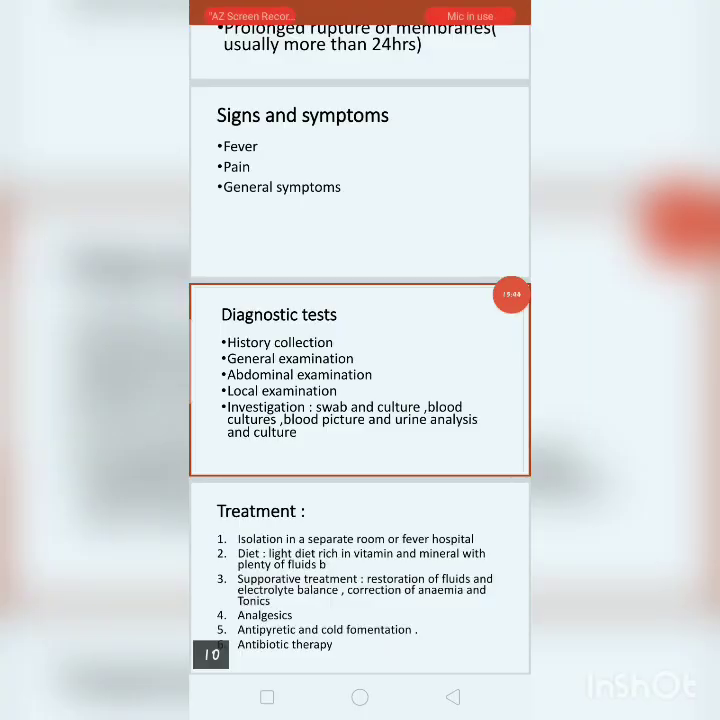Next we will see the treatment of this postpartum or puerperal infection. First is isolation in a separate room or the fever hospital. Diet means a light diet rich in vitamins and minerals, and supportive treatment like restoration of fluid and electrolyte balance. Analgesics help to reduce the pain, antipyretics reduce the fever, and antibiotics fight against the bacteria. This is the common treatment of postpartum infection.